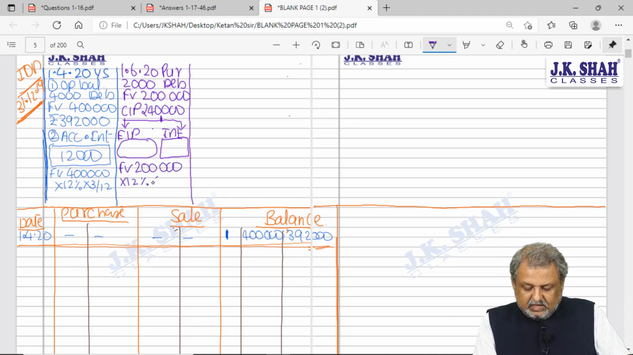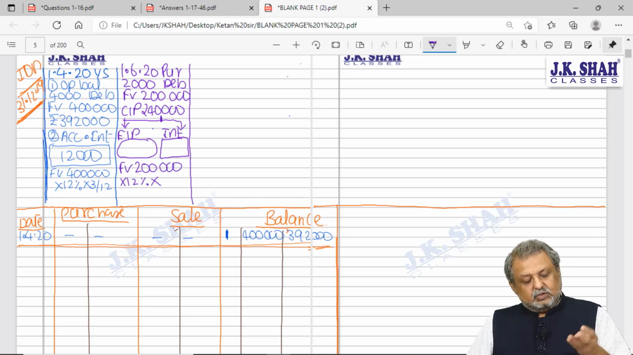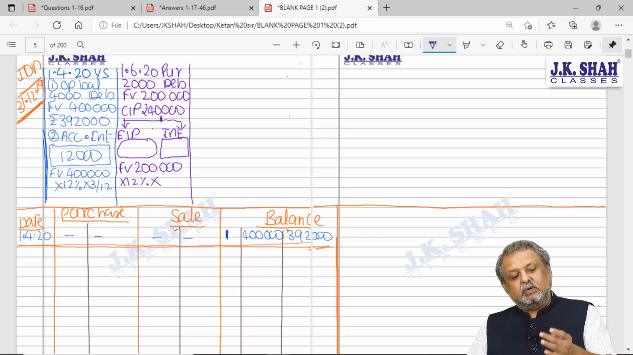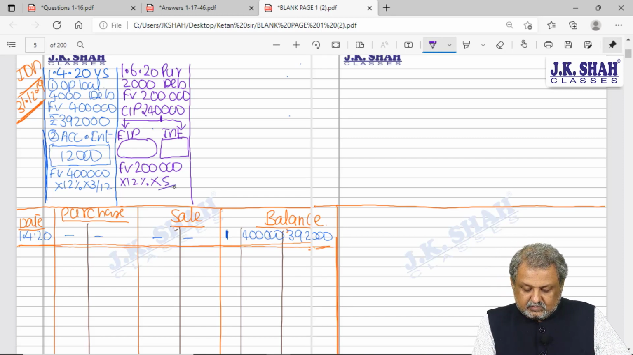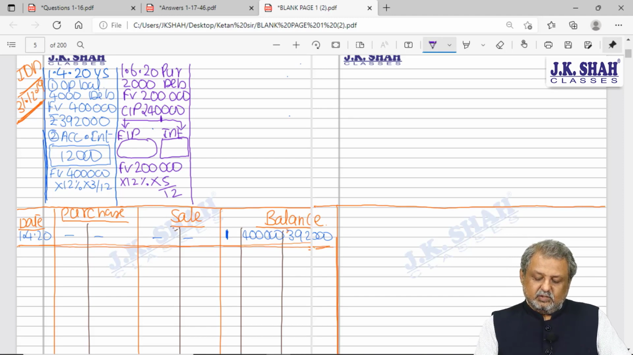So once again, face value 2 lakhs, 12%, but calculate the number of months. From December you start. So December is gone. Jan, Feb, March, April, May. June you should not take. 5 months. So how much will be the interest part? 2 lakhs into 12% divided by 12 multiplied by 5, 10,000.